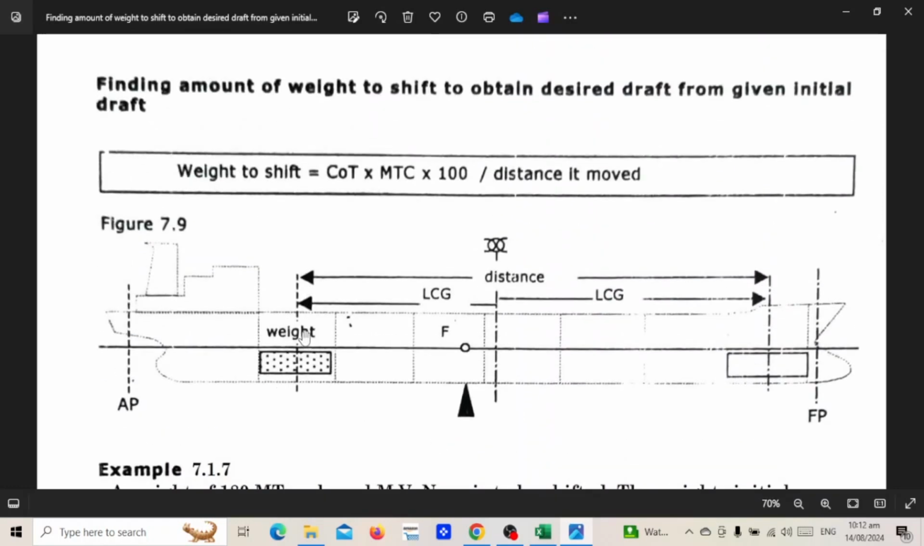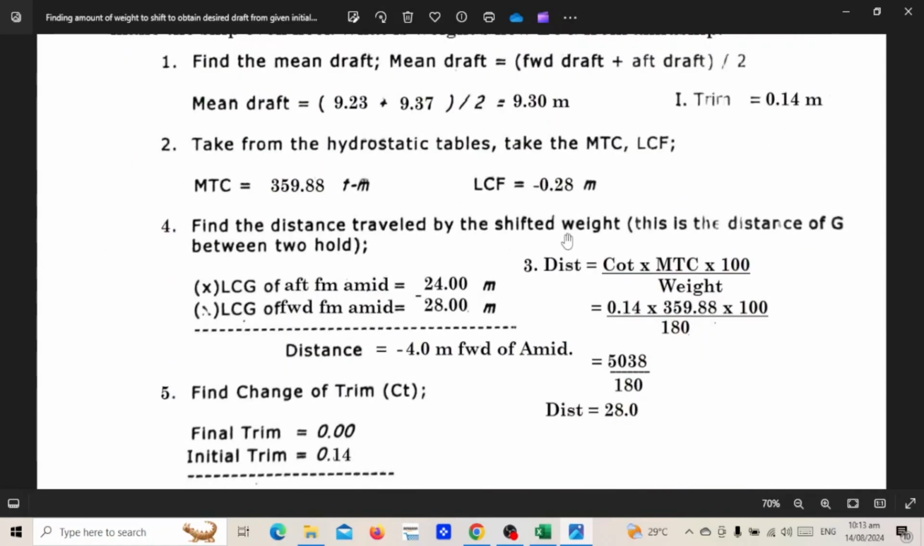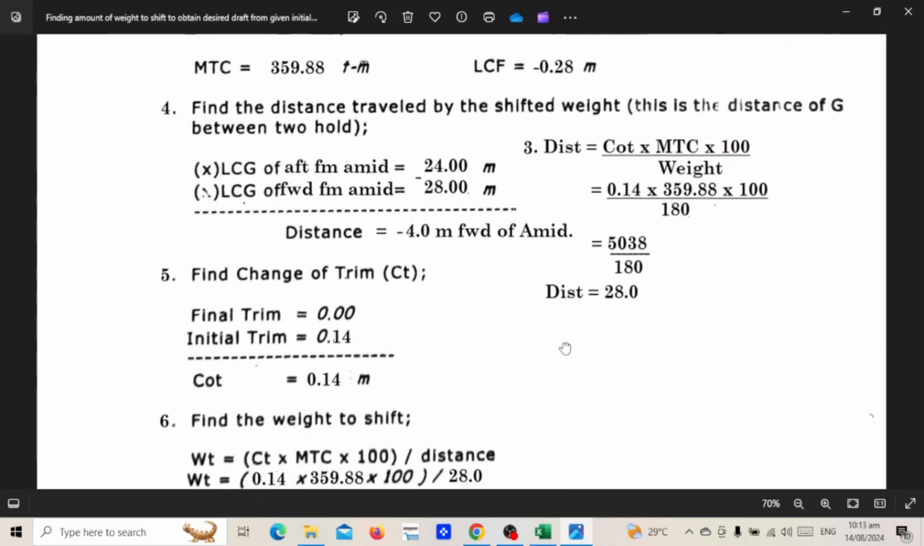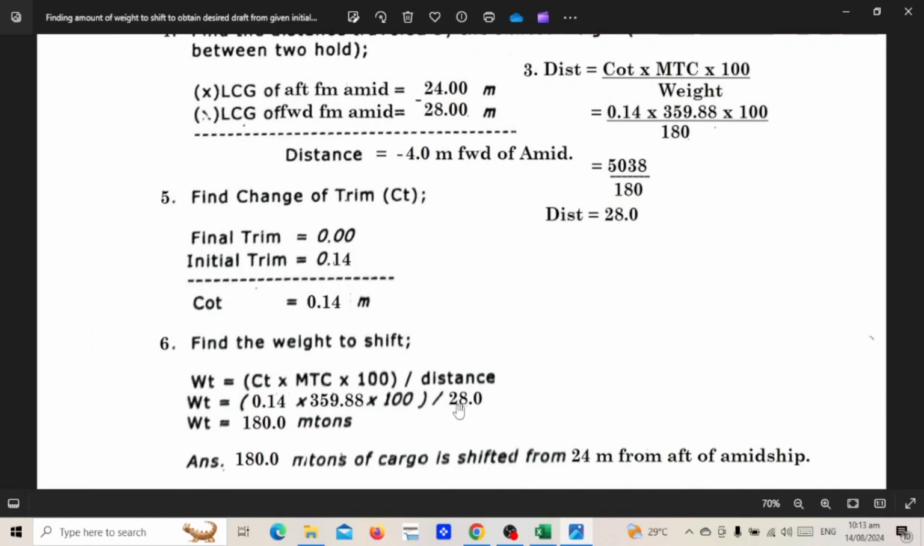28 is from the weight, the initial weight. If you want to ship it forward along 28 meters, you will move forward more from amidship, and that will be 28. Okay, so you have 28 here minus 24, that will be 4 meters plus 24, that will make up 28 meters, which is your distance. Okay, that's why you get this 28. So your distance is 28.